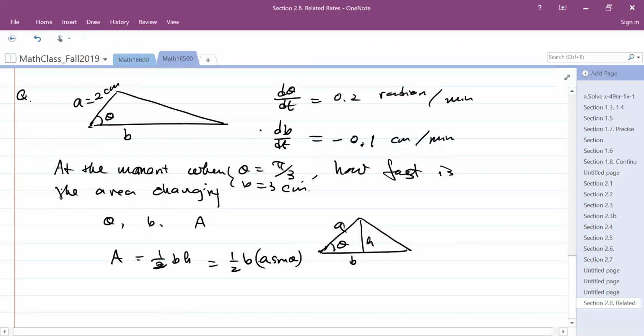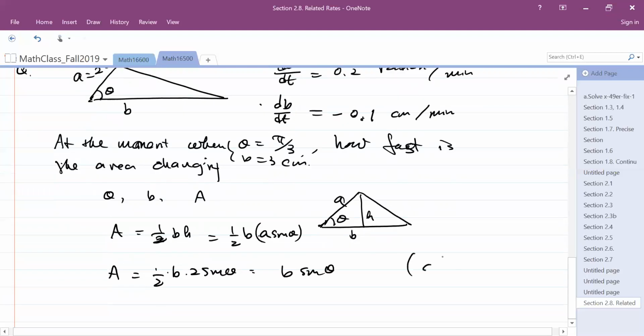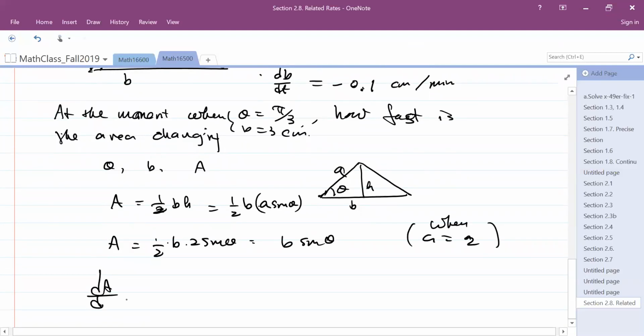So you have three quantities. In our case, a is fixed. So I get b sine theta. Here a is fixed, it's given. Then the derivative of area with respect to t is going to be, by the product rule, the general formula.